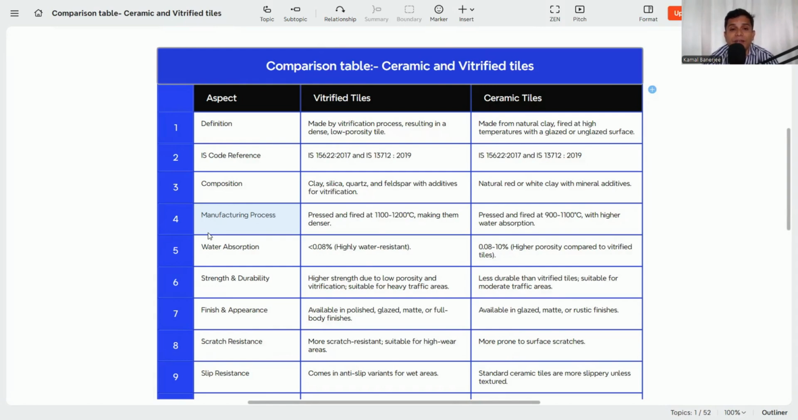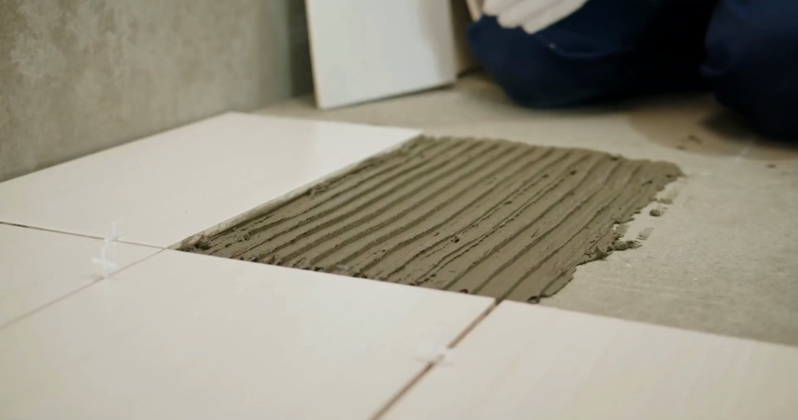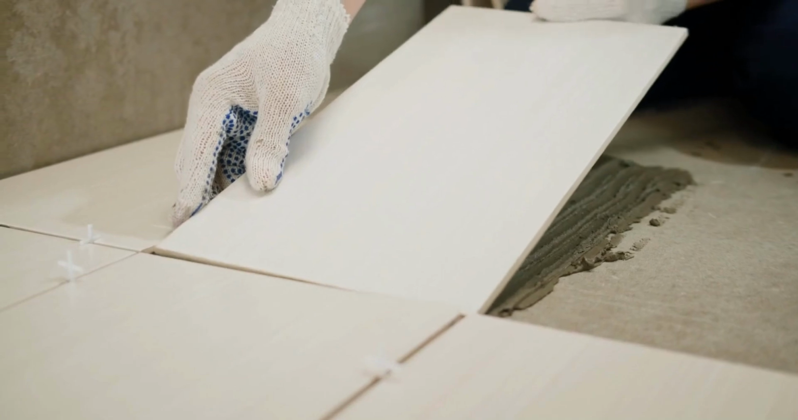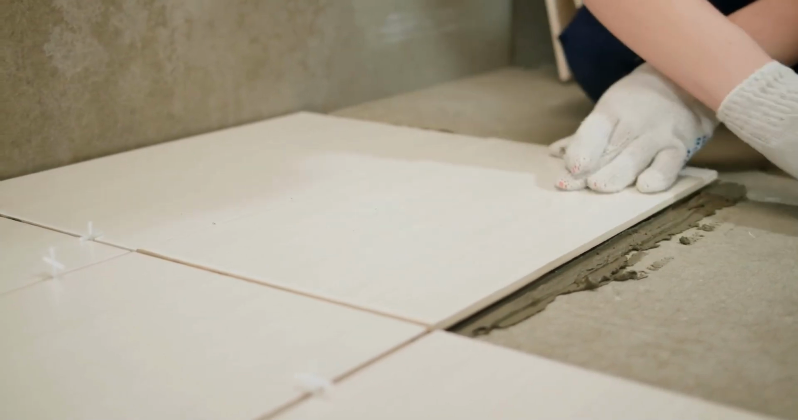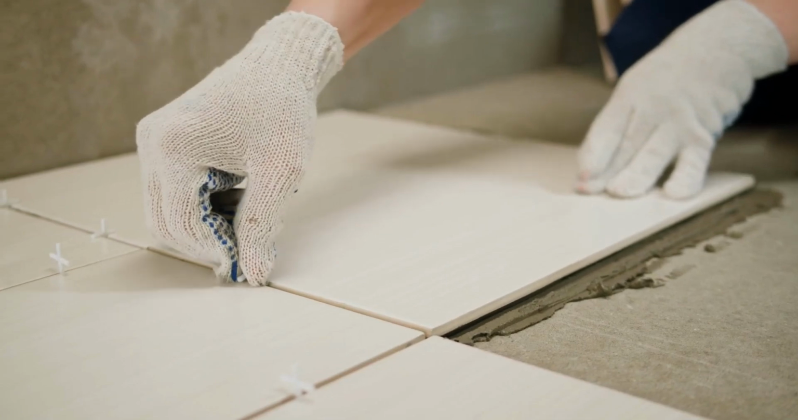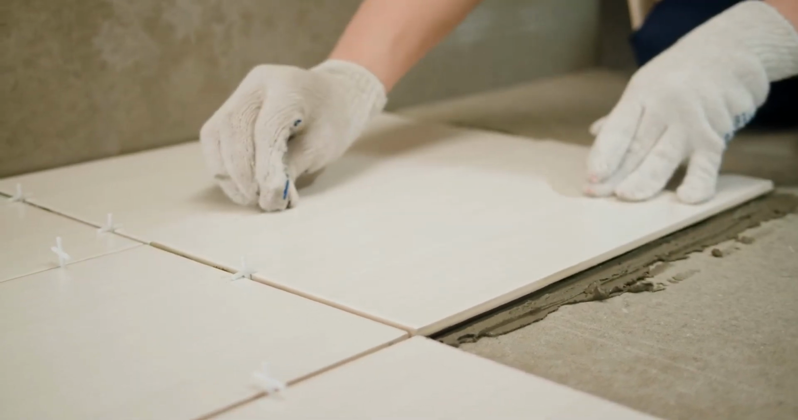Now first is the definition. What is the definition of vitrified tiles? It is made by a vitrification process resulting in dense, low porosity tiles. So here is the catch: it is dense and low porosity, which means water absorption is very low. On the other hand, what is a ceramic tile? It is made from natural clay fired at high temperature with a glazed or unglazed surface, but it is not that dense and the porosity is high. On that criteria it becomes ceramic tile or vitrified tile, as per the guidelines in IS 15622 and IS 13712.